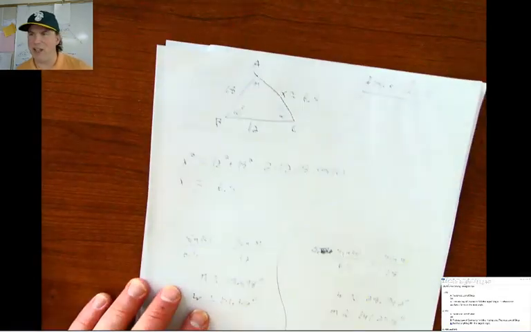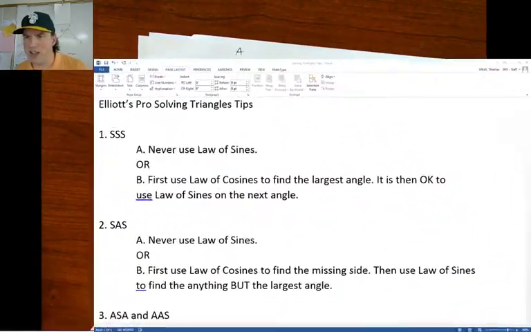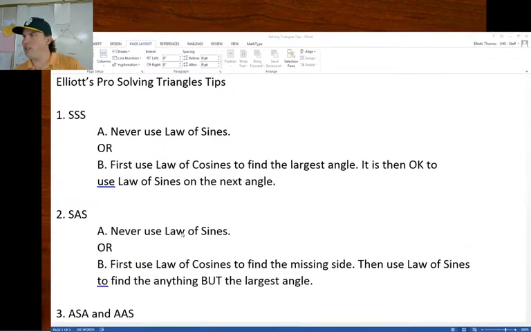Here's another issue. This is the side angle side issue. Elliot mentions, once again, if you never use law of sines, it's never going to be a problem. But if you really want to use law of sines, first use law of cosines to find the missing side, then use law of sines to find anything but the largest angle. Oops, sorry about that.